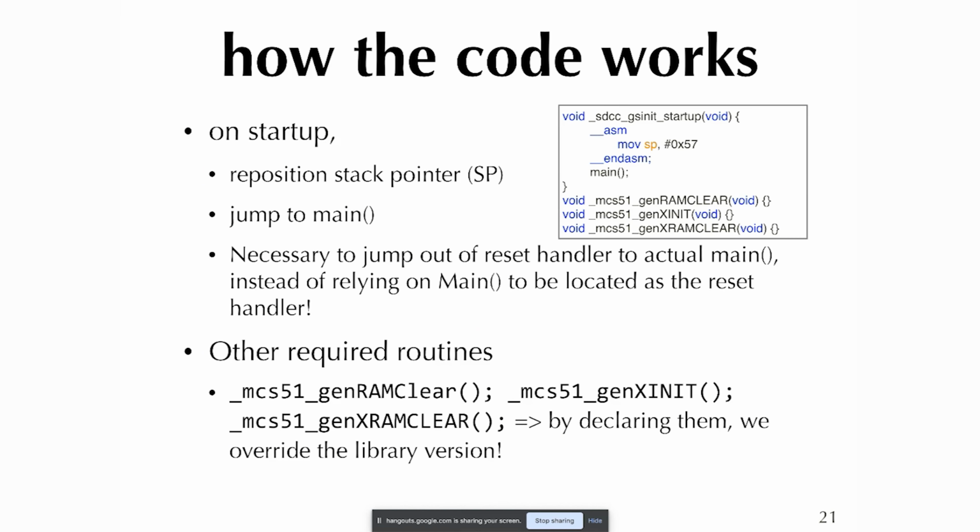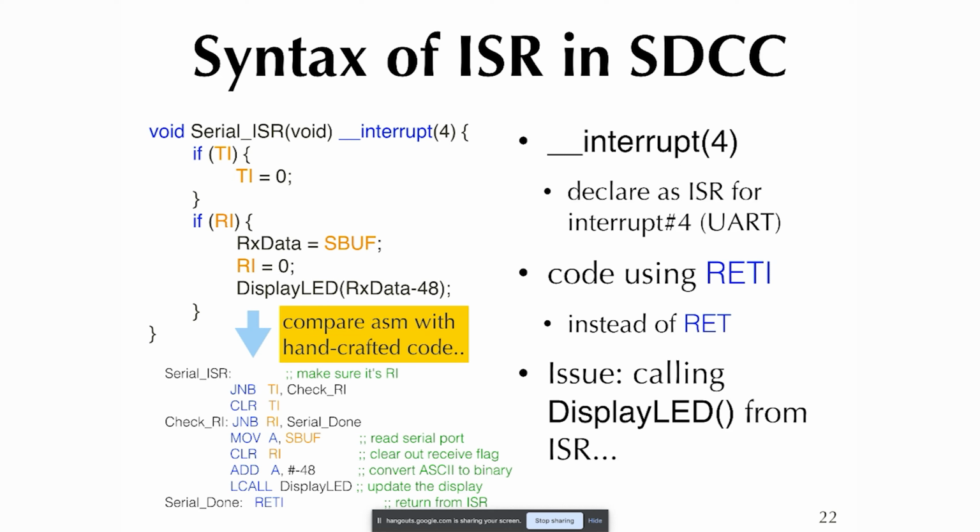Okay, so I think we went over this. Just a quick recap since it's been a while. Now here, if TI gets 0, if RI, then that means there's a valid byte to be read. So you read SBUF and put it in Rx data. Presumably this is a global variable. And then you clear RI, and then display LED gets whatever value you read minus 48.